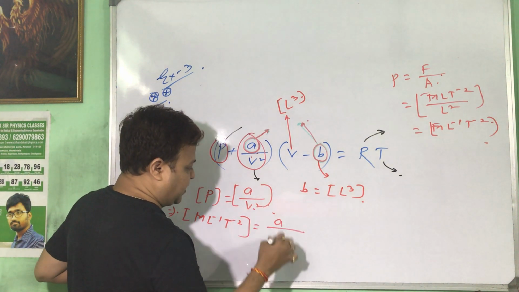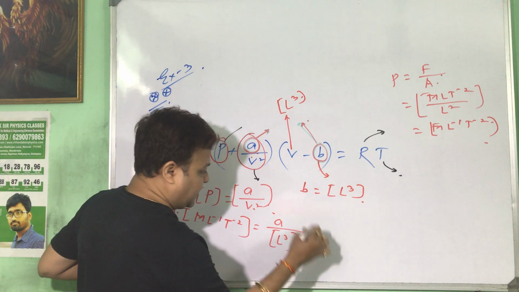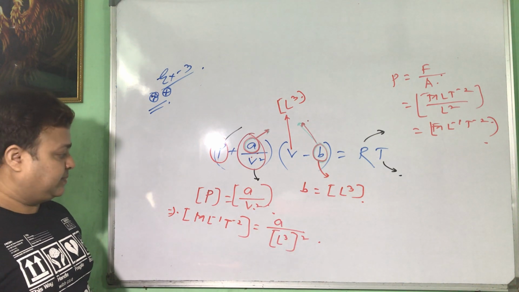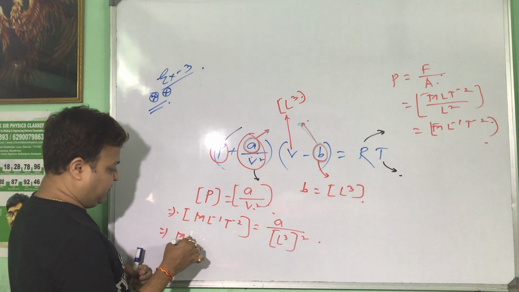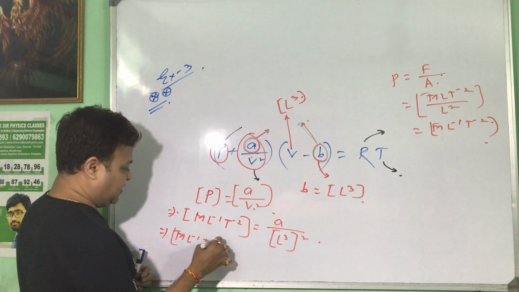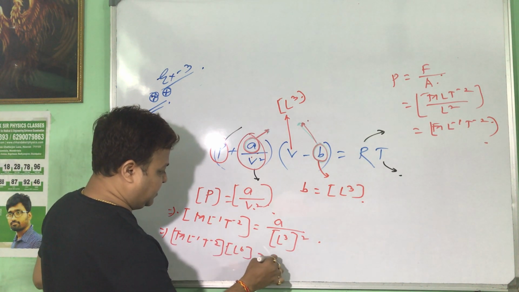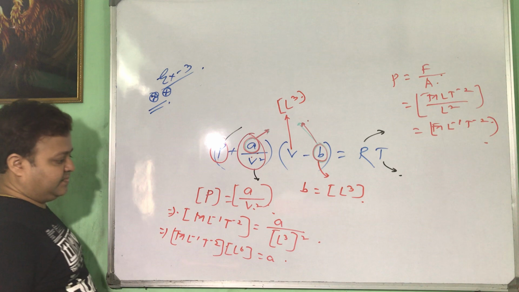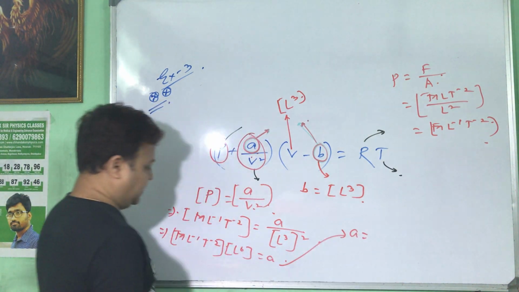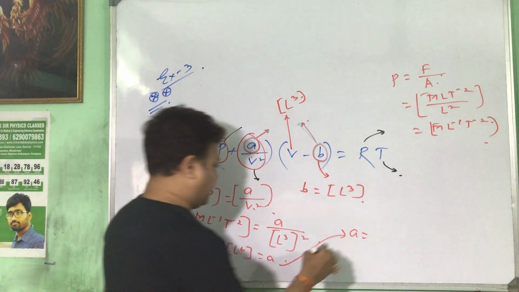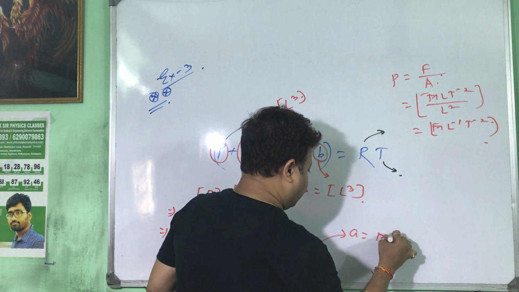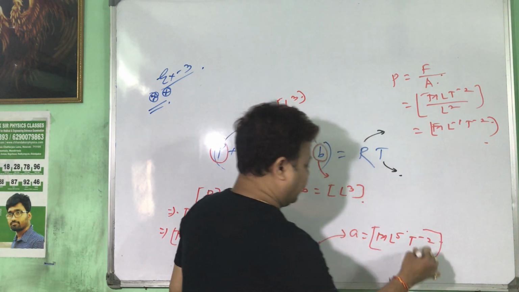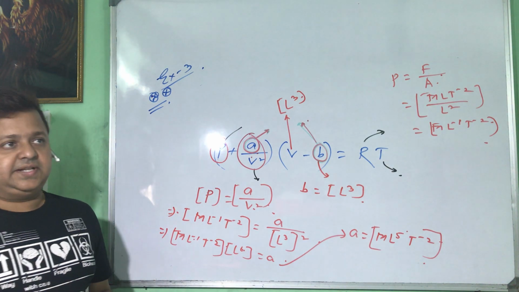equal to A by V square, that is L cube whole square. Volume is L cube, whole square, or M L minus 1 T minus 2 into L to the power 6 equal to A. Or A becomes M L to the power 6, L to the power minus 1. Now according to the laws of indices, M L 5 T minus 2. This is the dimension of the van der Waals constant.